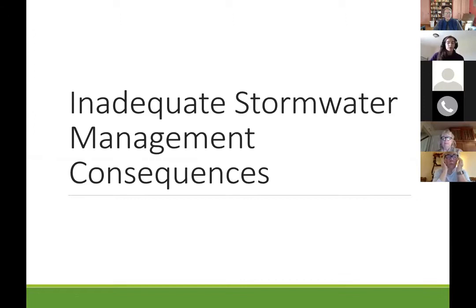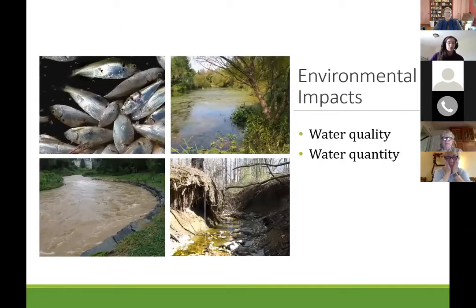So what might happen if we don't reduce the amount of pollutants on the land, if we're not cleaning up? You can get different types of environmental impacts, both on your water quality and the quantity of water. The quality of water is impacted by those pollutants. You might get fish kills or algal blooms from excessive fertilizer use or other issues with algae. Water quantity as well. If we have too much water moving into our stormwater system and moving into our streams, that can also have an environmental impact.